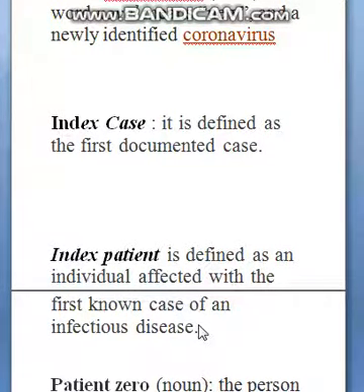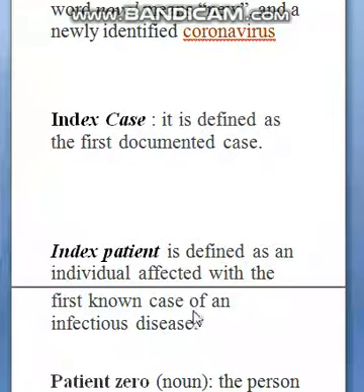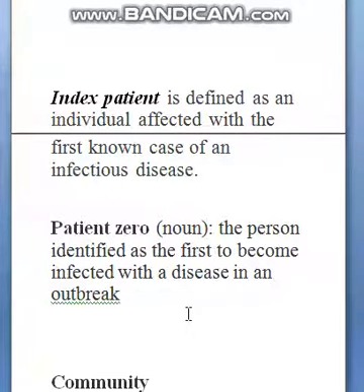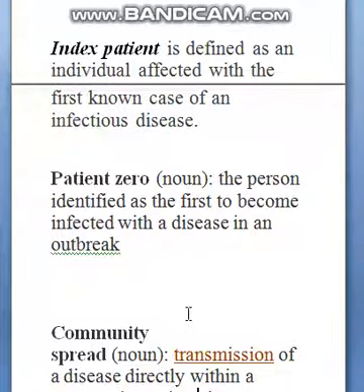Infectious disease, generally transmitted condition or mutation in a population, region or family. Patient 0, the person identified as the first to become infected with a disease in an outbreak.